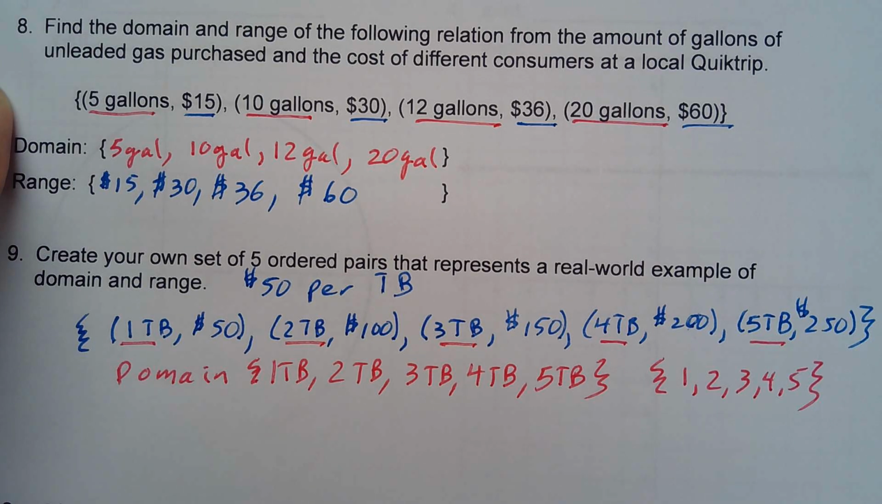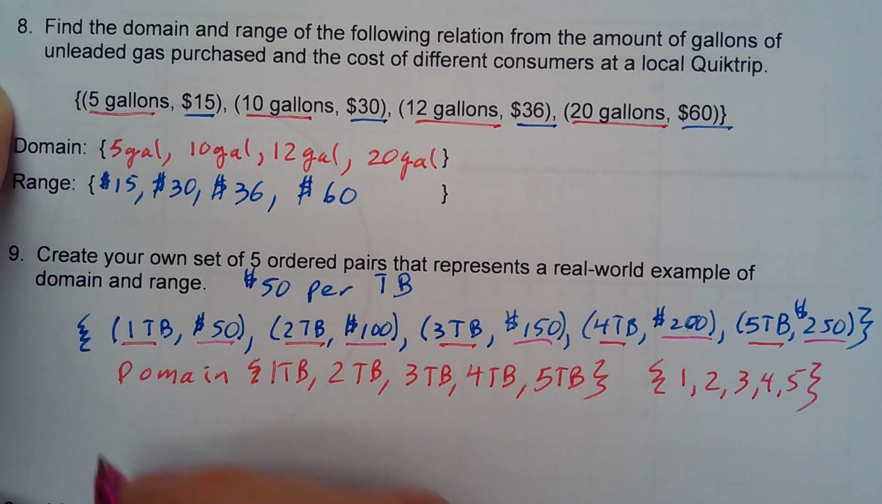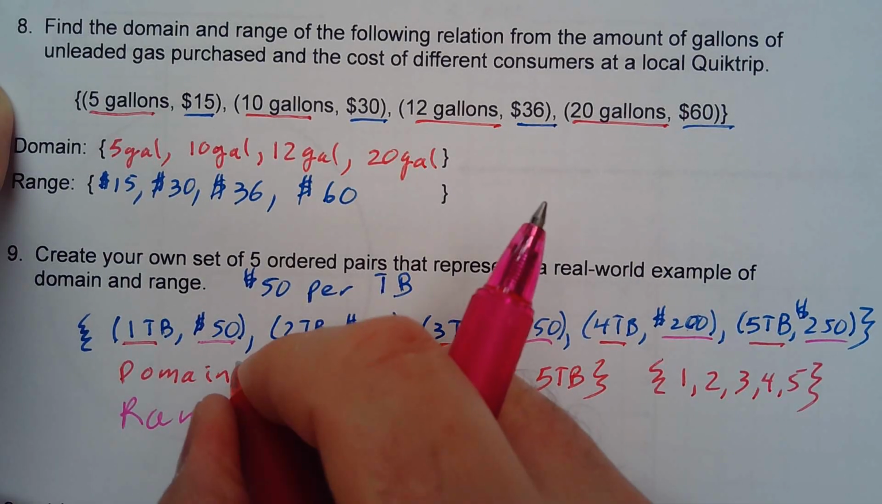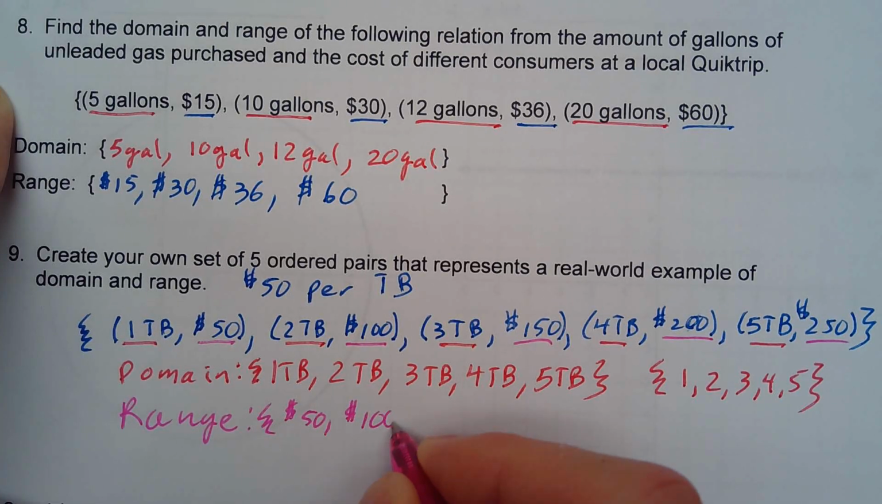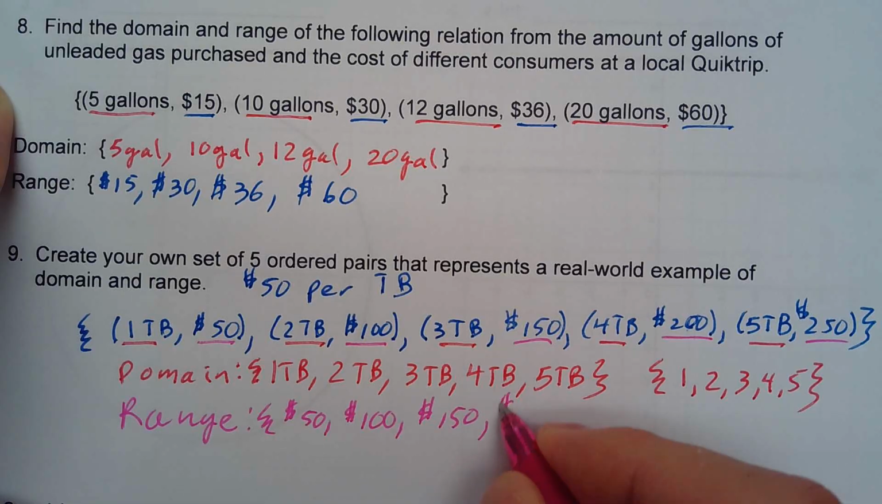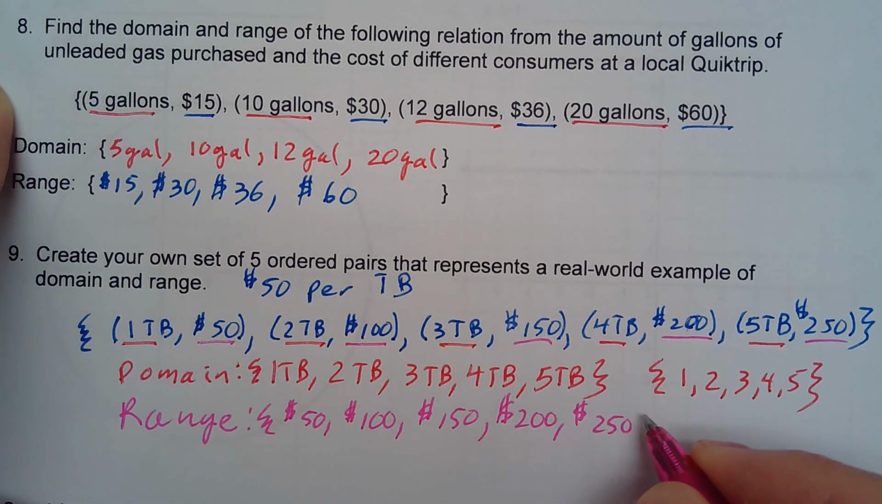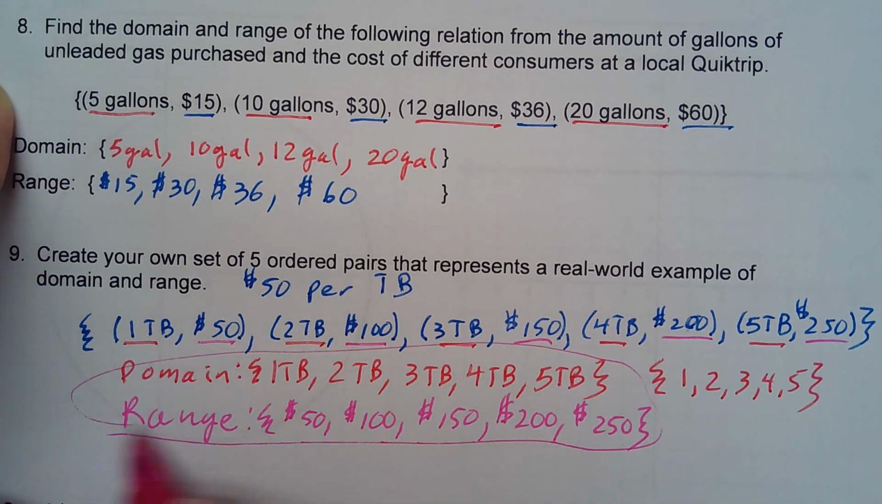So if you were to do the range, you can do 50, 100, 150, 200, and 250. And again, you may need to put it without the units. It will just kind of depend what they ask you for in ALEKS. So just make sure you read the directions carefully.